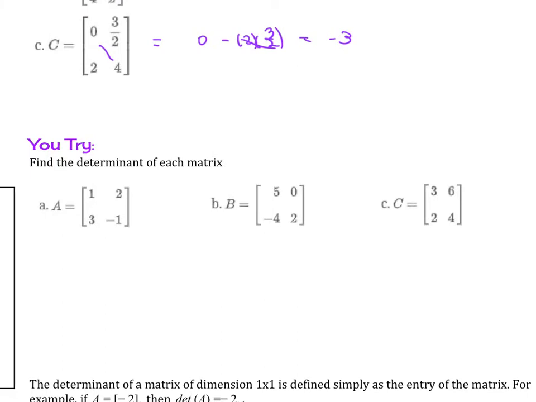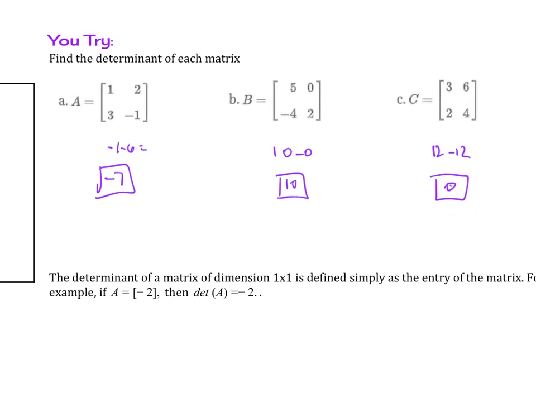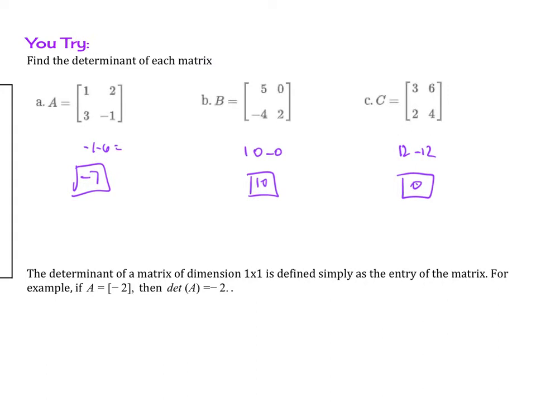So trying this out, you should have gotten negative 7, and letter B, that is 10, and then letter C, that is 0. So the first one is negative 1 minus 6, so it gets you the determinant of negative 7. Letter B is 10 minus 0, so the determinant is 10. And letter C, that's 12 minus 12, which is 0. Now the determinant of a matrix of dimension 1 by 1 is simply defined as the entry of the matrix. For example, if the matrix is negative 2, then the determinant is just negative 2.